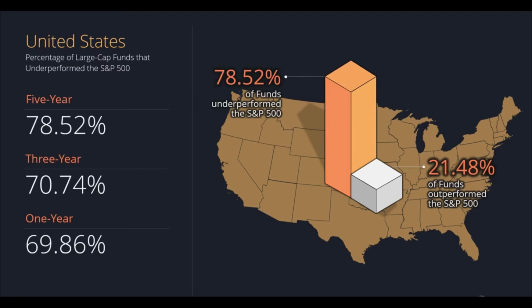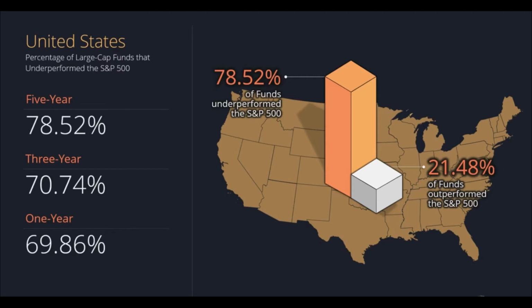So for 1 year, you can see that 70% of actively managed mutual funds have actually underperformed the S&P 500. 70% again underperformed over a 3-year period. But over a 5-year period, that has gone up to 78.5%. In other words, only 21.5% of funds have outperformed the S&P 500 over a 5-year period. Okay, if you were looking at those compounded returns.